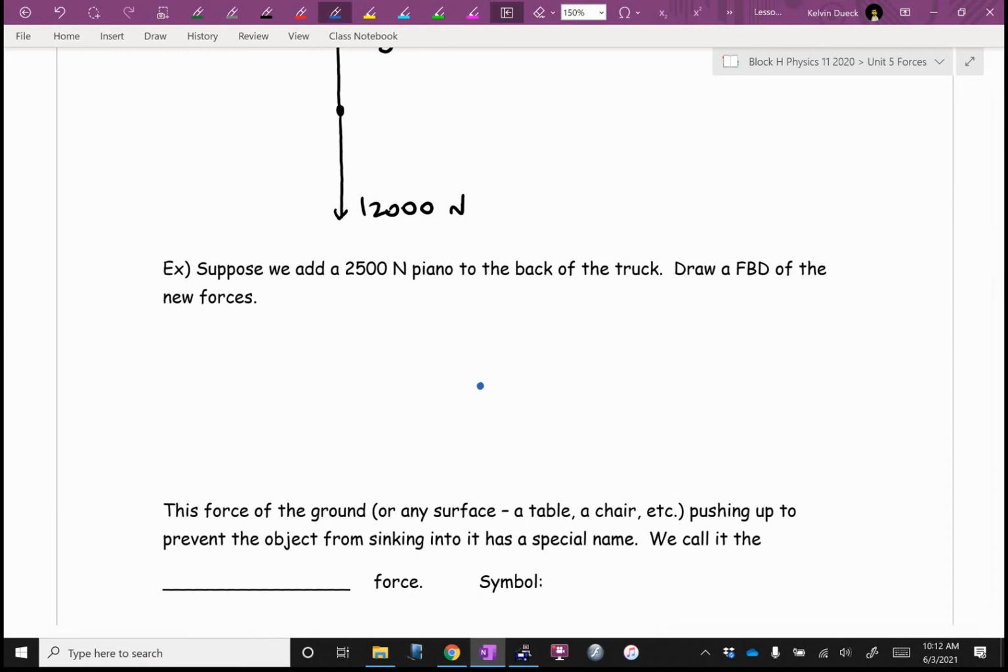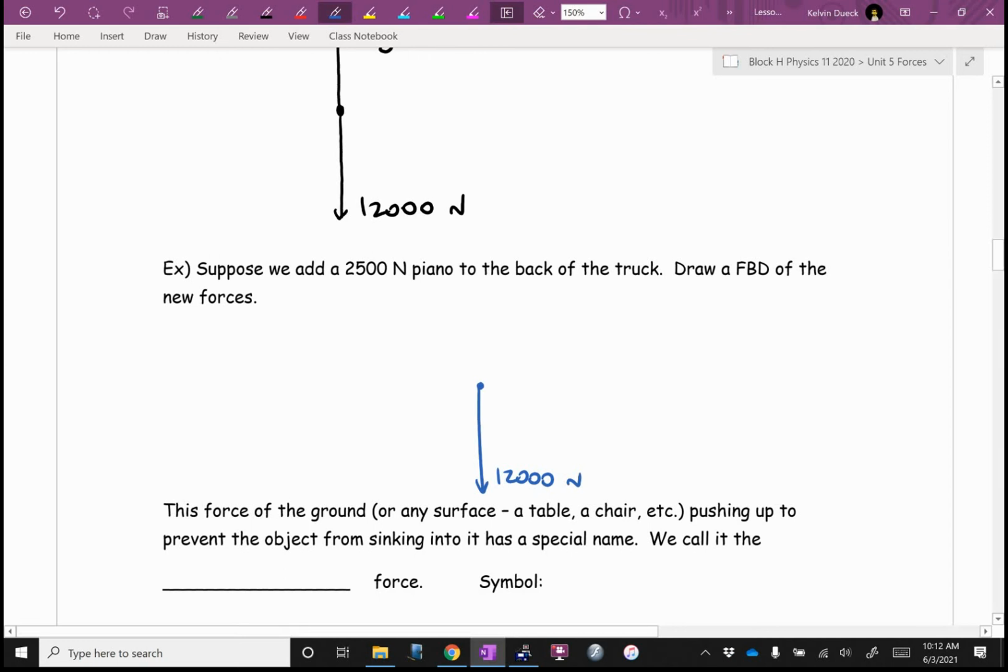How big is gravity exactly as a number in this question? Because they told me. That's all I'm saying is get the obvious one. The truck is feeling gravity pulling down with 12,000 newtons. What else is there? There is another downwards force on the truck, and that is the piano.